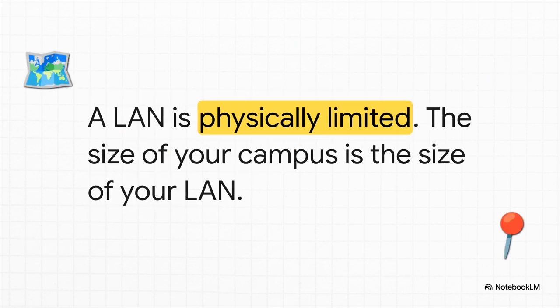The 4th characteristic is actually hidden right there in the name, local area network. That word, local, is everything. It means the size of your LAN is physically limited. It could be your apartment, it could be a whole office building, maybe even a college campus. But it doesn't stretch across cities or countries. Its footprint is defined by its actual physical location.